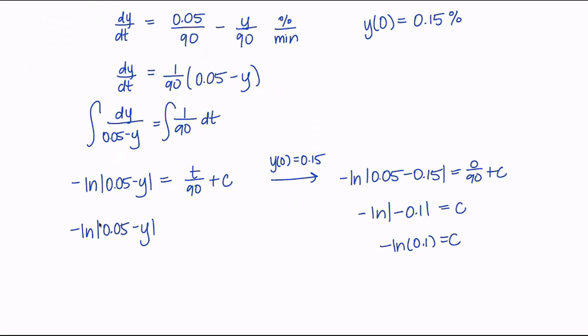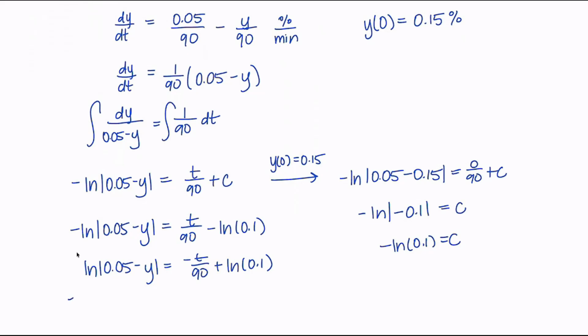So we can go ahead and substitute that back in over here. So negative natural log, absolute value of 0.05 minus y equals t over 90 minus natural log of 0.1. And then we'll go ahead and multiply through by the negative. So we get natural log of 0.05 minus y equals negative t over 90 plus natural log of 0.1. We will exponentiate both sides here, and we'll make e the base of both sides so that e and natural log will cancel, and we need more space.